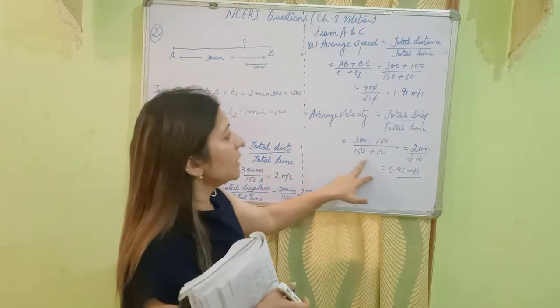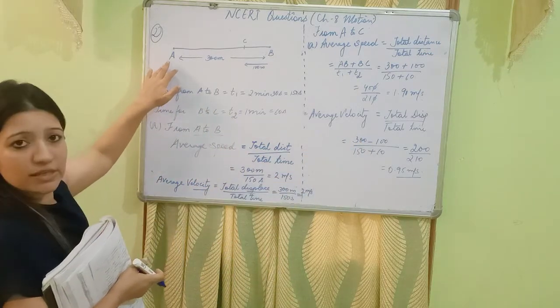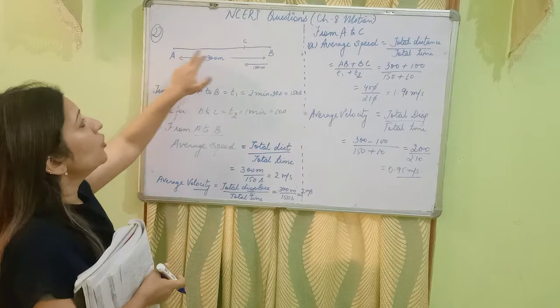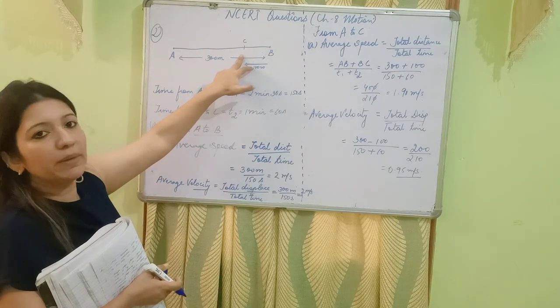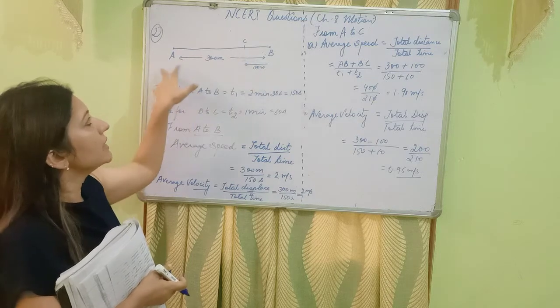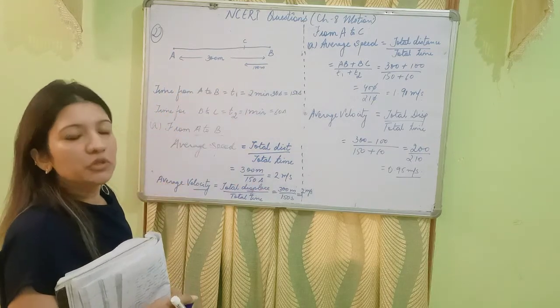Total time remains the same, 210. Now for total displacement, your initial position is A. You move till B and come back till C. So your final position will be C. So what is AC? AC will be 300 minus 100, that is 200.